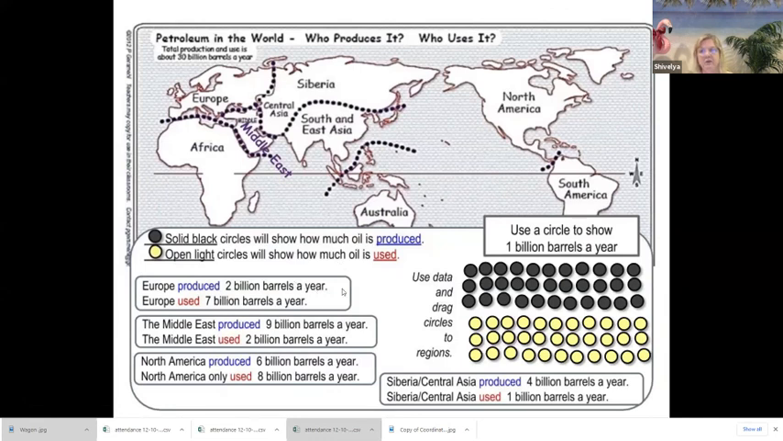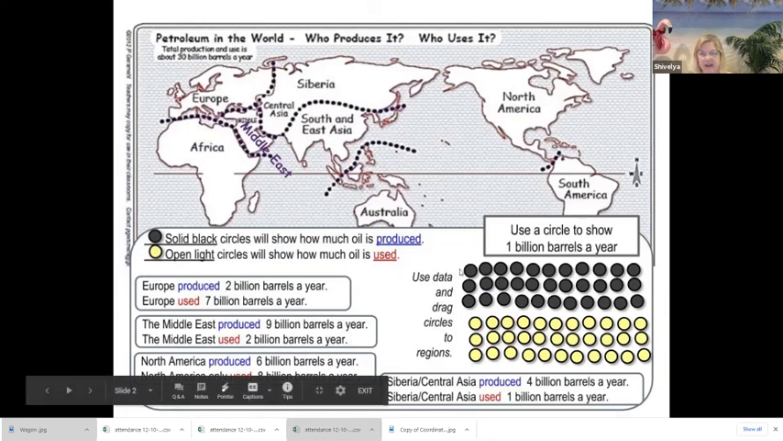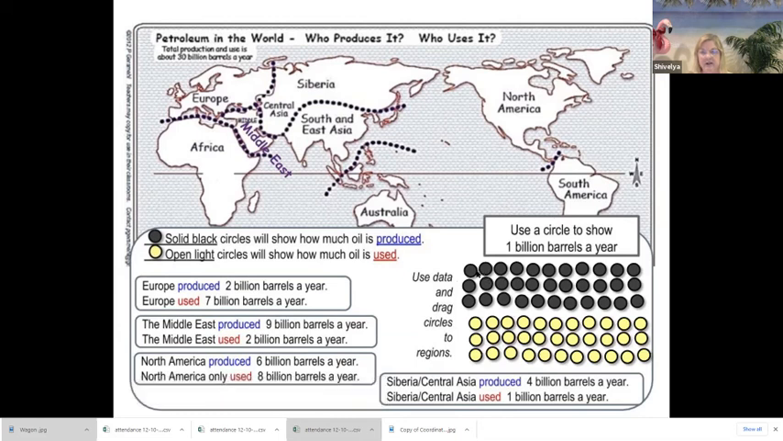What they have to do is take this data, use these circles, and click and drag them. Again, we're looking for ways to get student engagement and increase it as much as we can, whether you're using this digitally in a face-to-face classroom or doing it remotely. For instance, Europe produces 2 billion barrels of oil or petroleum a year, and each one of those dark circles represents 1 billion.